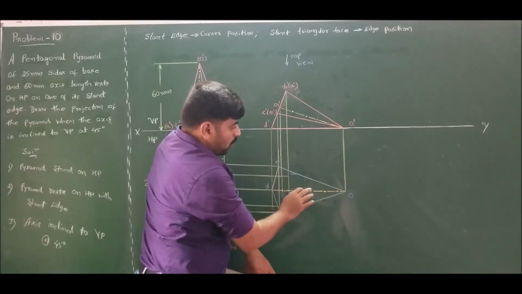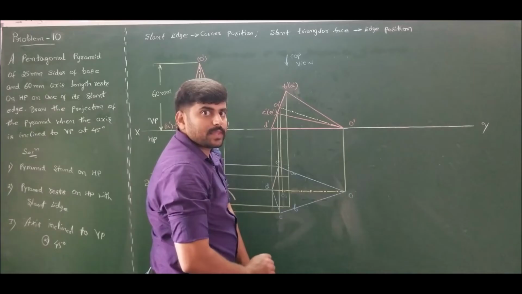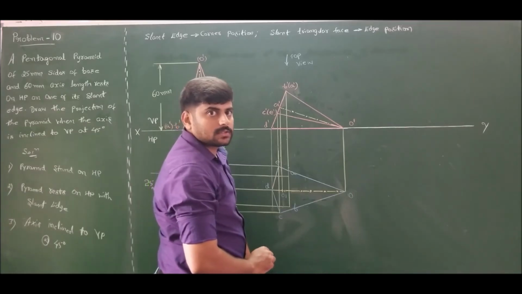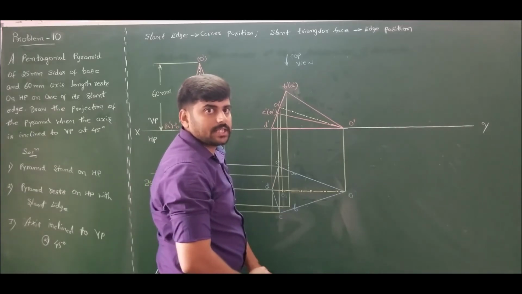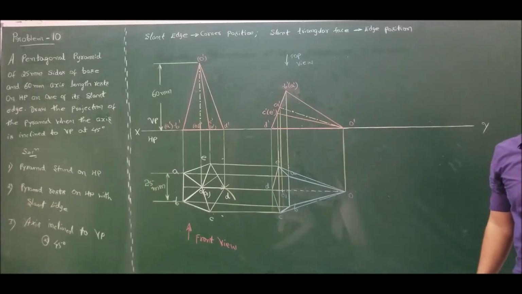D to O overlaps the axis, so don't show the axis; show the invisible edge, that is, the invisible slant edge D to O. This completes the top view in the second position.